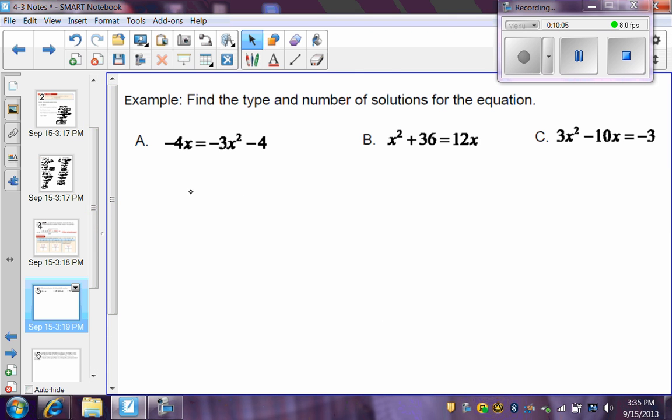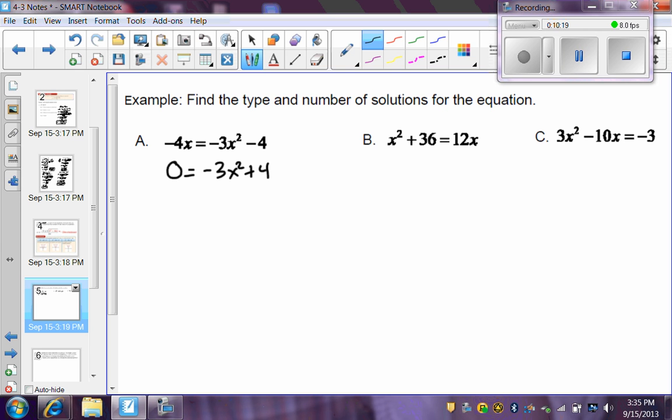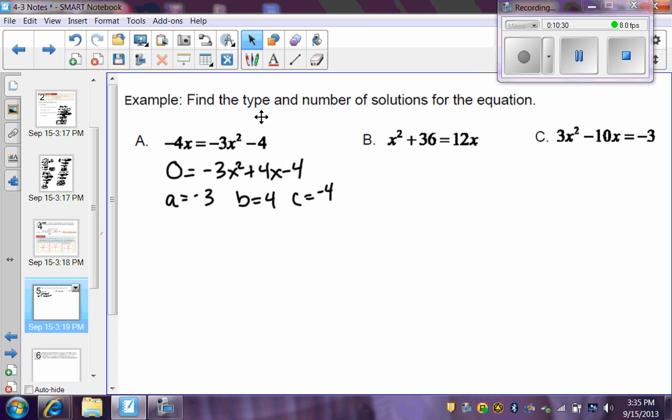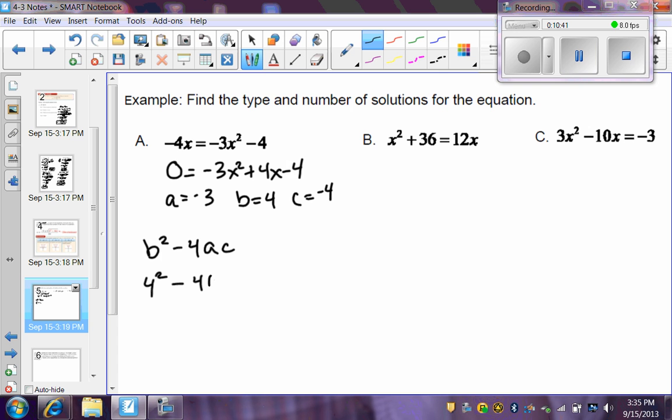So it says find the type and the number of solutions for the equation. So first step is to put it in standard form. So I'm going to move the negative 4x to the other side. So that gives me 0 equals negative 3x squared plus 4x minus 4. So now I know that the a is negative 3, the b is 4, and the c is negative 4. And since it just wants to know the type and the number of solutions, I just have to use the discriminant, which is b squared minus 4ac. So that's going to be 4 squared minus 4 times negative 3 times negative 4.